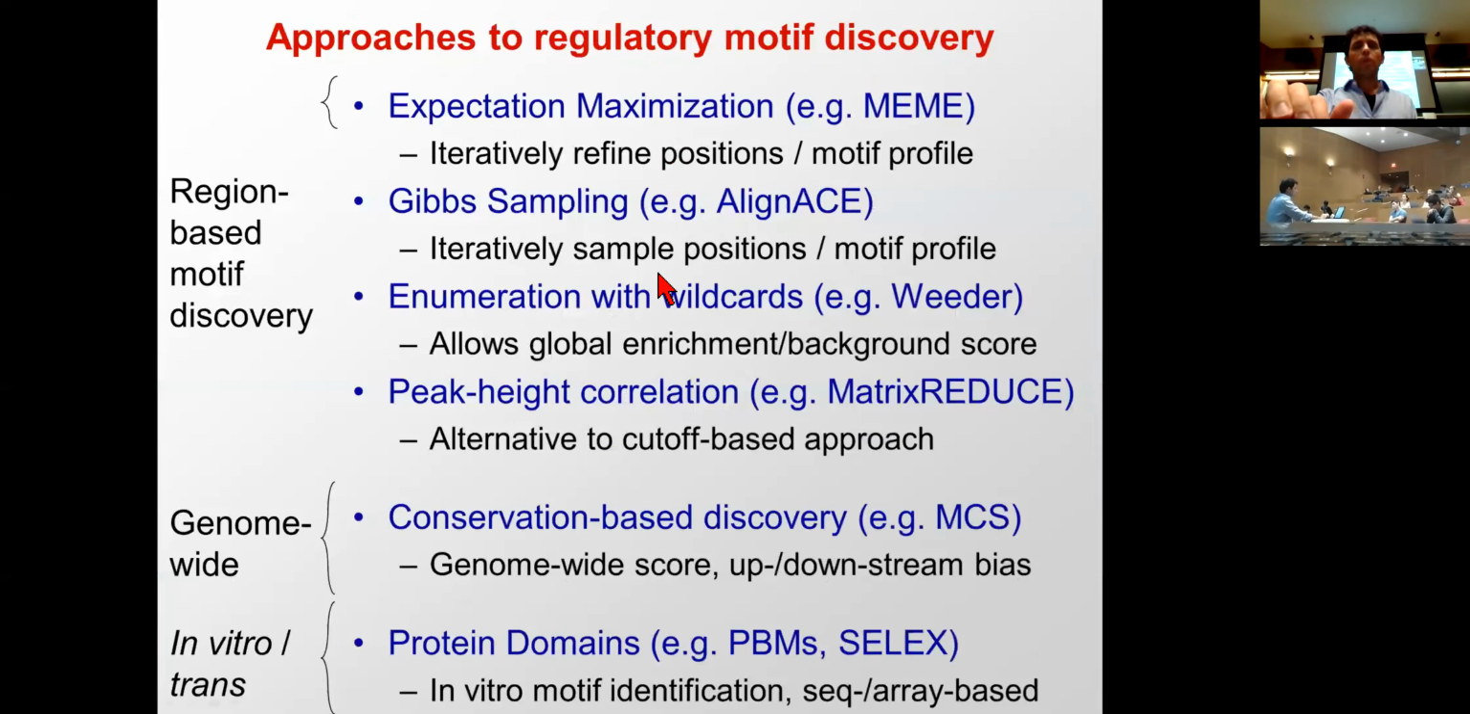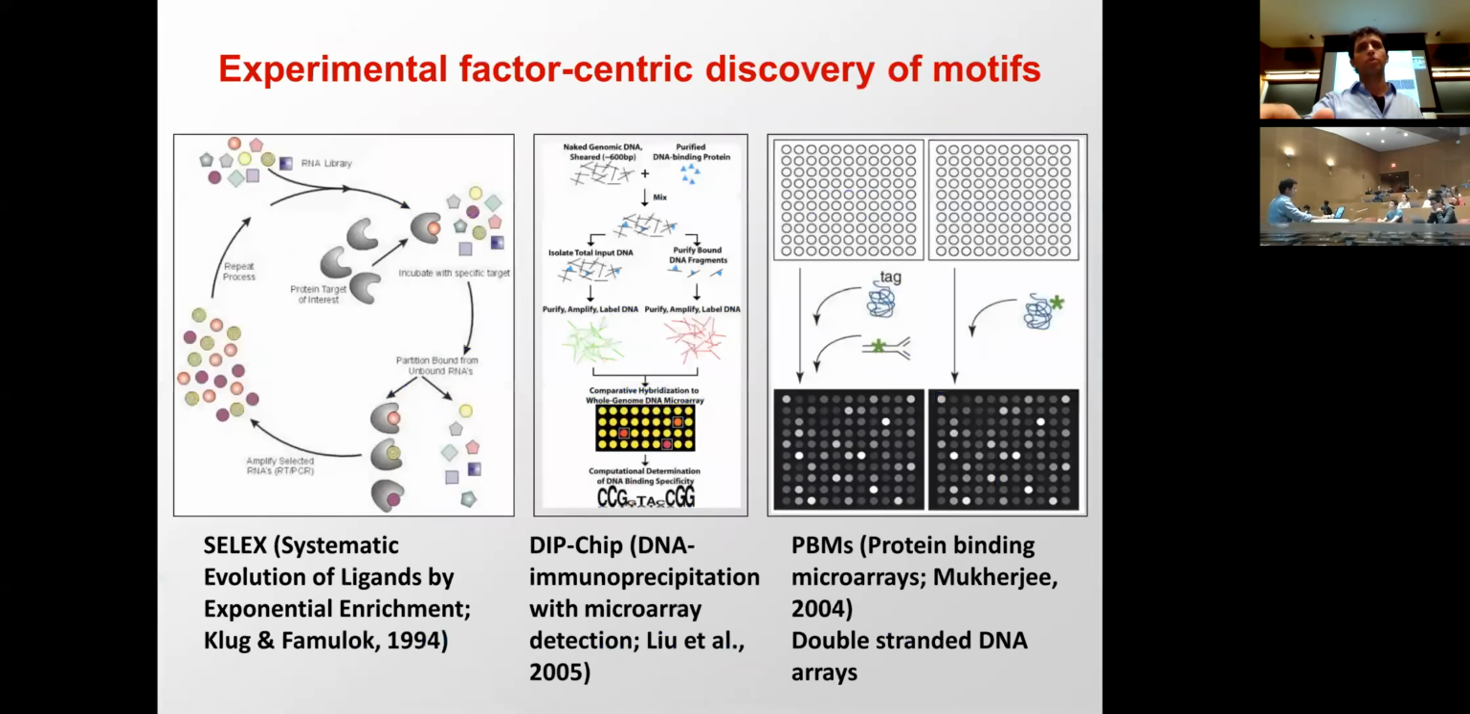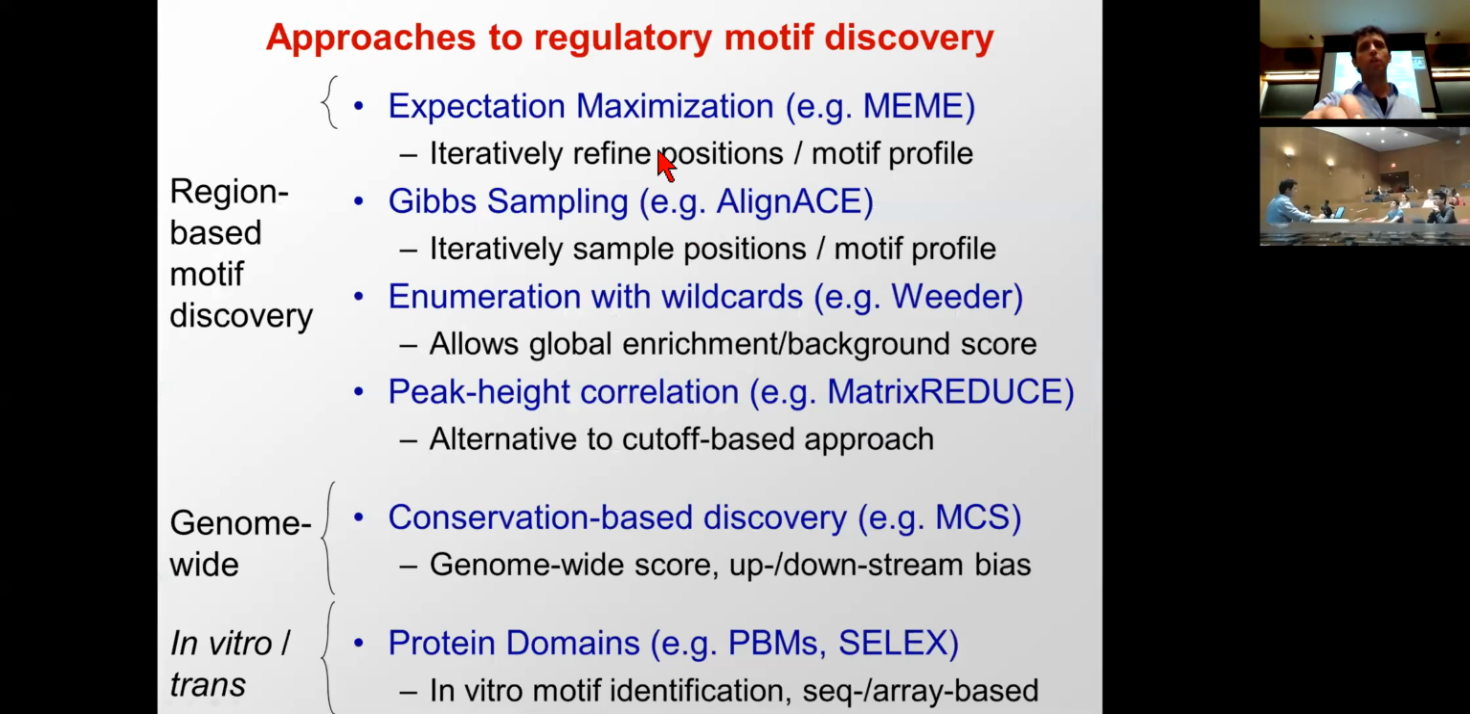So, computationally, there are many ways of dealing with motif discovery. These are some experimental methods. Computationally, you can use expectation maximization with Gibbs sampling, which we're going to look at today, to find motifs that are overrepresented in a set of sequences. Or you could enumerate all possible motif sequences with wildcards.